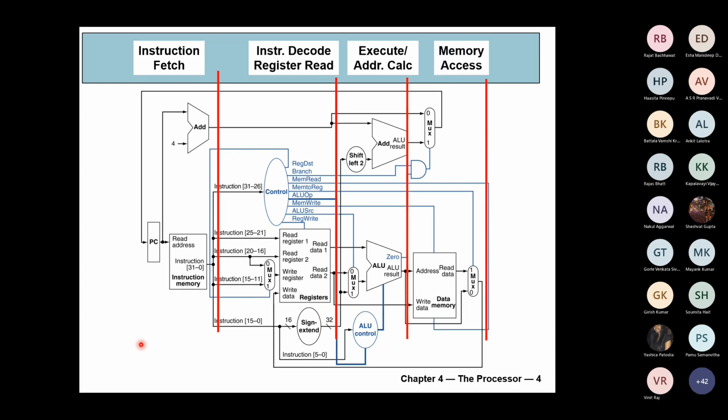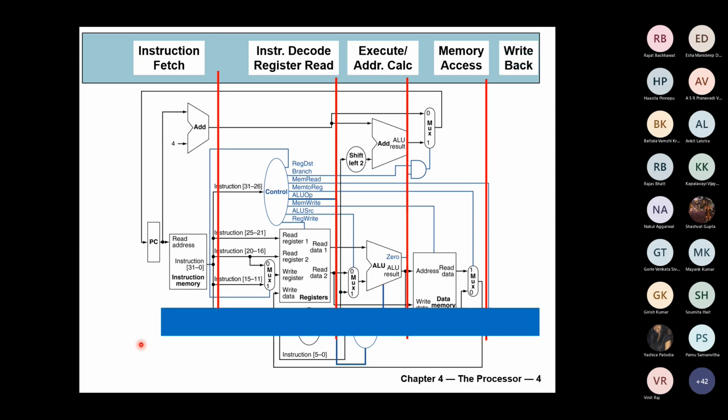Then you have memory access. You have data memory. You access that. And finally, write back the information back to the register file here. So these are the 5 basic steps in every MIPS instruction: instruction fetch, decode and register read, execute, memory, and write back.